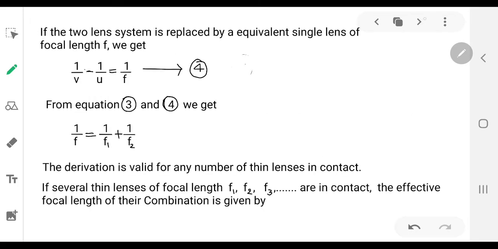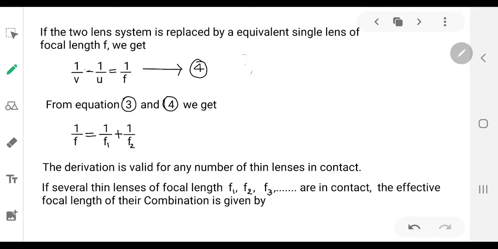Their LHS are same, so we can equate the RHS of both the equations. That is 1 upon F is equal to 1 upon F1 plus 1 upon F2. So here we have derived it for a system of two lenses, a combination of two thin lenses. But this derivation is valid for any number of thin lenses in contact.